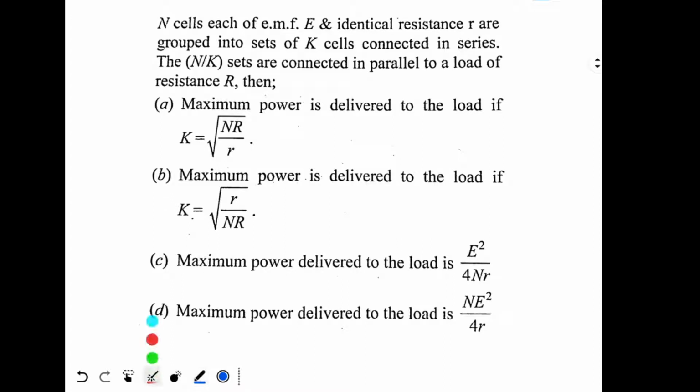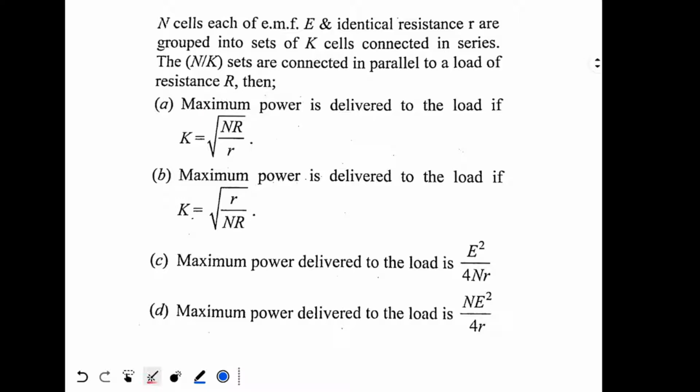Okay, now see this question. N cells each of EMF E and identical resistance R are grouped into sets of K cells connected in series. The N by K sets are connected in parallel to a load resistance R. Then we have to calculate the maximum power delivered to the load.